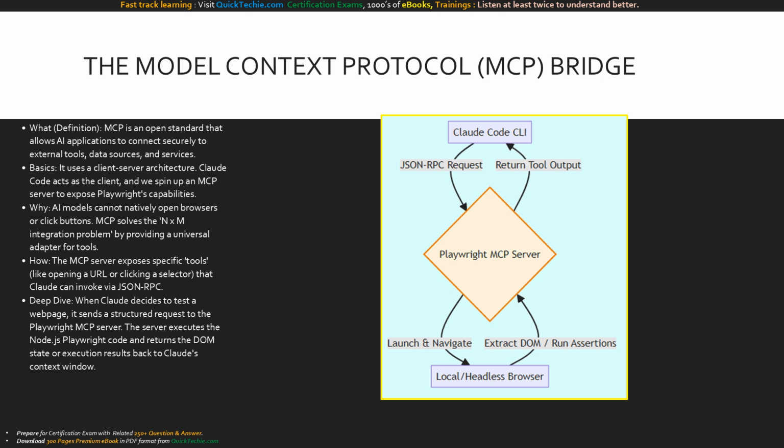This architecture diagram maps the exact communication flow. At the top, your Claude Code CLI acts as the brain. When it needs to test a UI, it sends a JSON RPC request to the Playwright MCP server, highlighted in orange. The server then translates that into actual browser commands, launching a headless browser and navigating the page. The browser executes the action and sends the DOM state back to the server, which packages it as tool output and feeds it back to Claude.